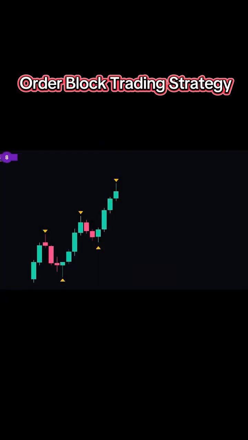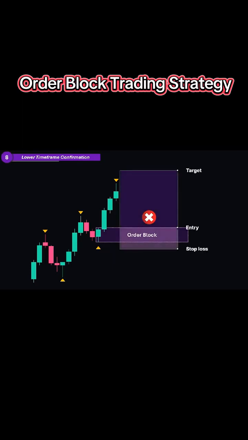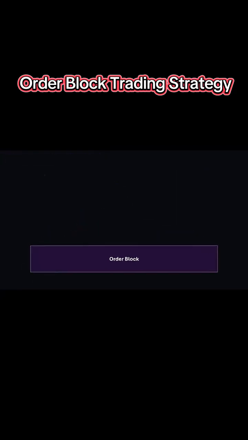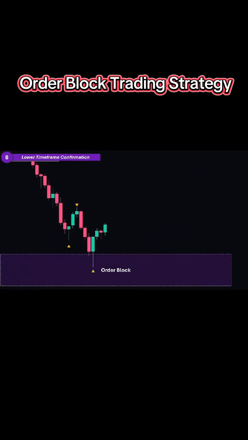The final concept that can significantly improve the quality of your trades is lower time frame confirmation. Instead of placing a limit order at an order block and waiting for the price to trigger your trade, wait for the price to pull back into the zone, then switch to a lower time frame and look for signs of rejection. This simple act can help you avoid many losing trades and allow you to trade with confidence.